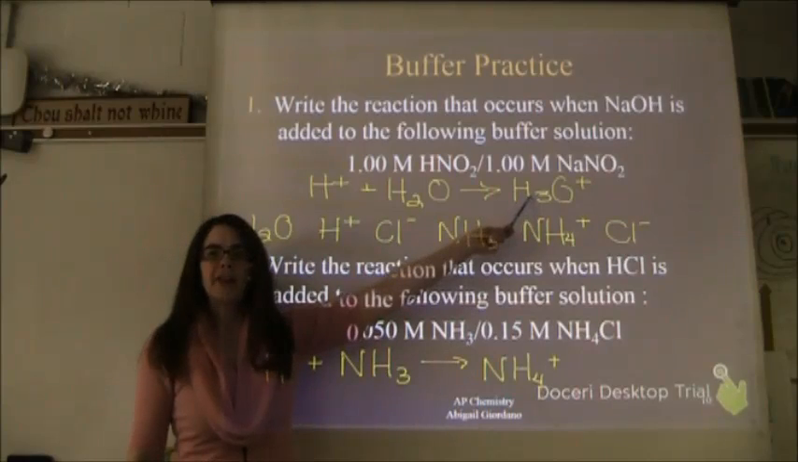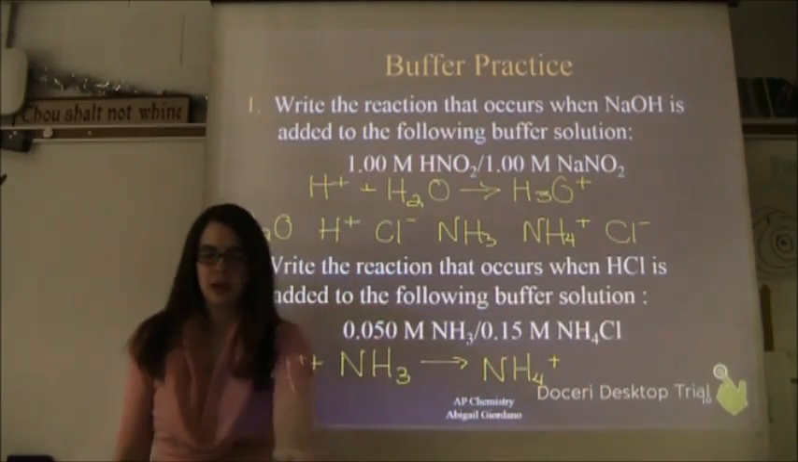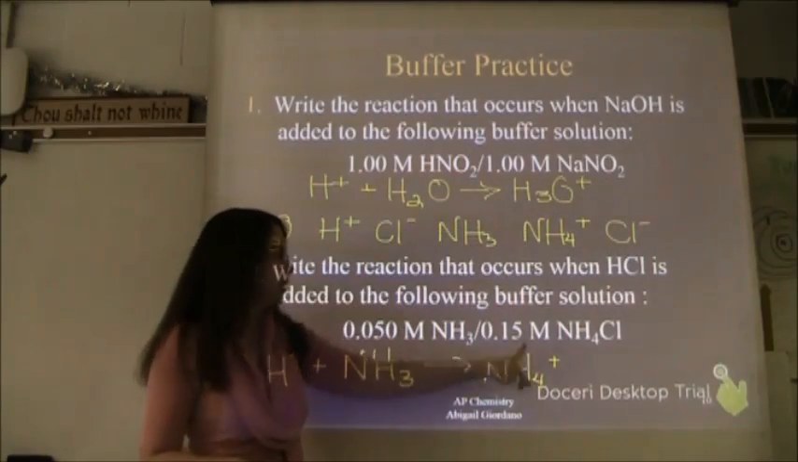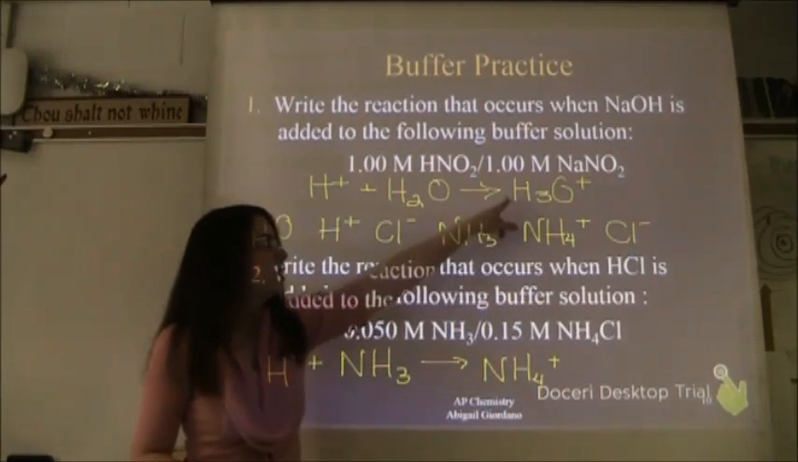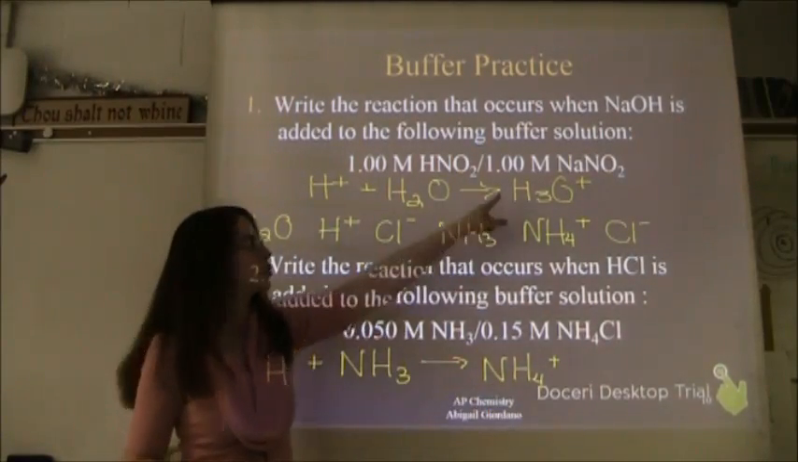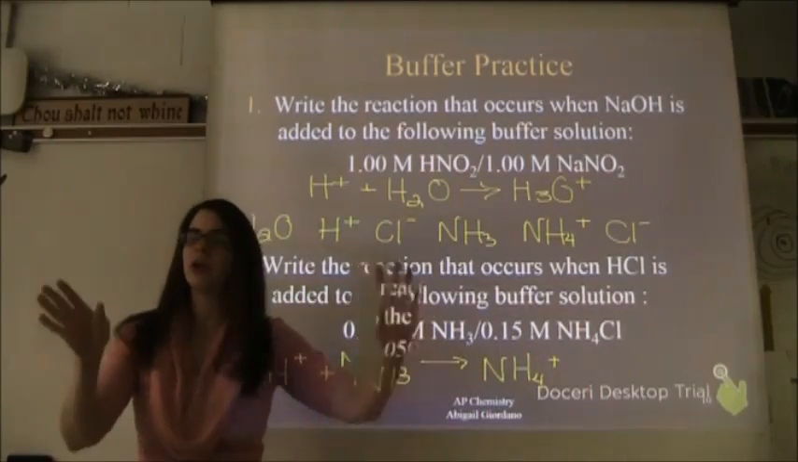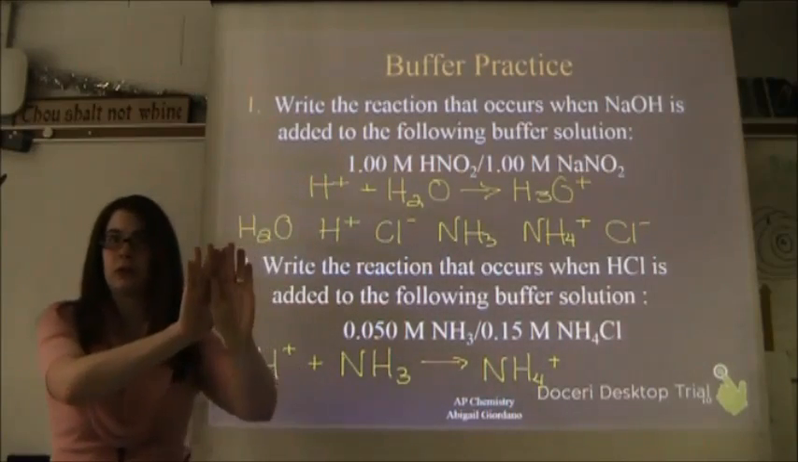Do you remember last class what we said about hydronium? Is hydronium a strong acid? No. Is it a weak acid? No. It's on the borderline. This is a weak acid. Okay? Sort of medium acid, weaker acid. Which one is more likely to form? The weaker one. Because remember, weak means likes to go together.